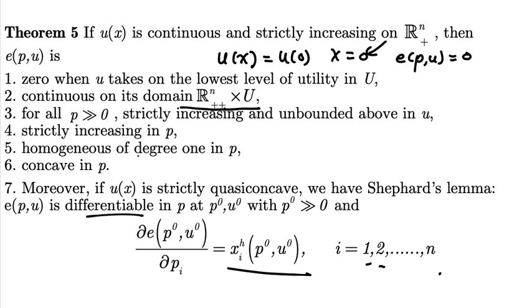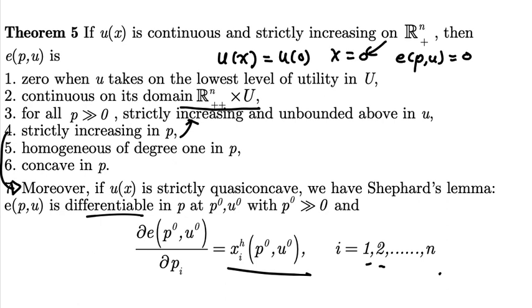And number 4, strictly increasing in price, has something to do with the explanation that I said to you just now. But in order to prove it formally using mathematics, this one can also be proven together with number 7, that is the Shepard's lemma condition. I'll show you this one later once we move to 7.